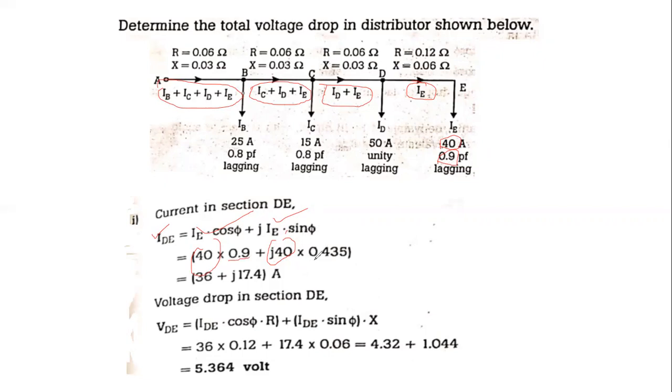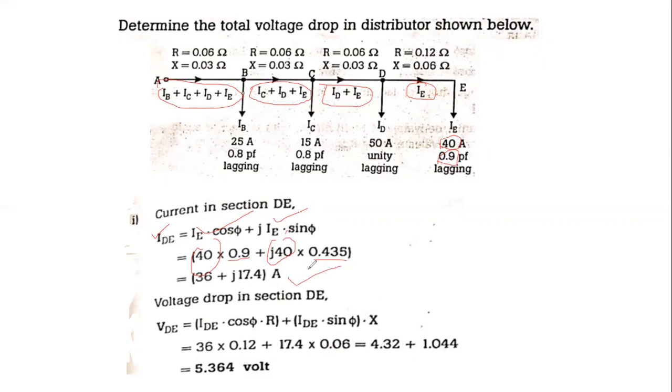After that, we substitute the sin phi value. By using this cos phi value, we find the sin phi value and then substitute all the values in this formula. Then we obtain IDE. This is the current across the D to E section.